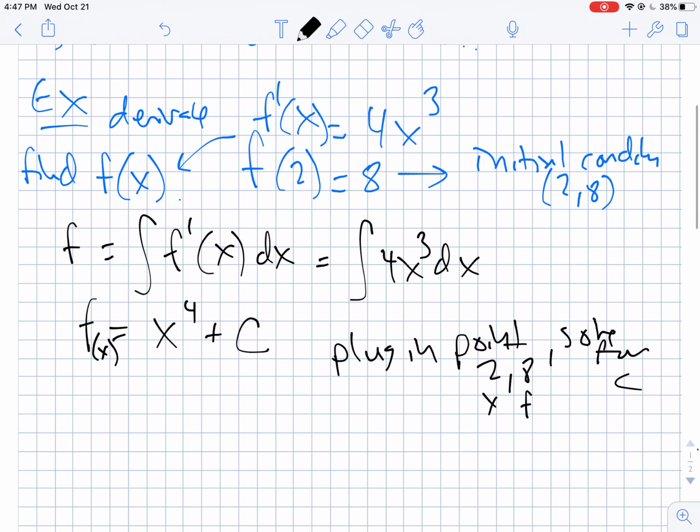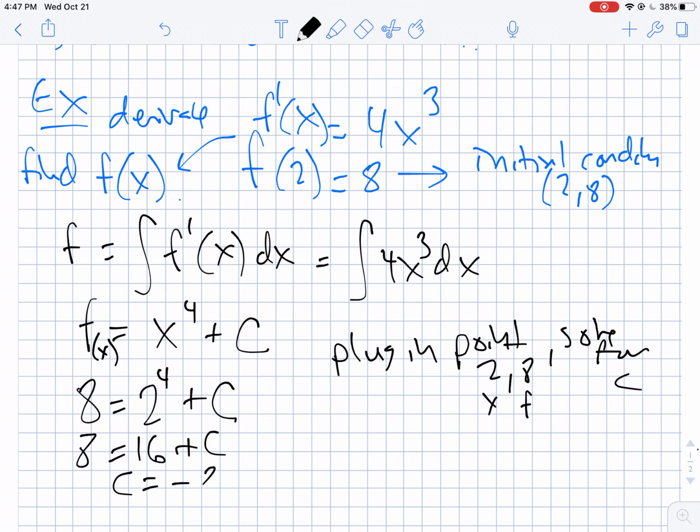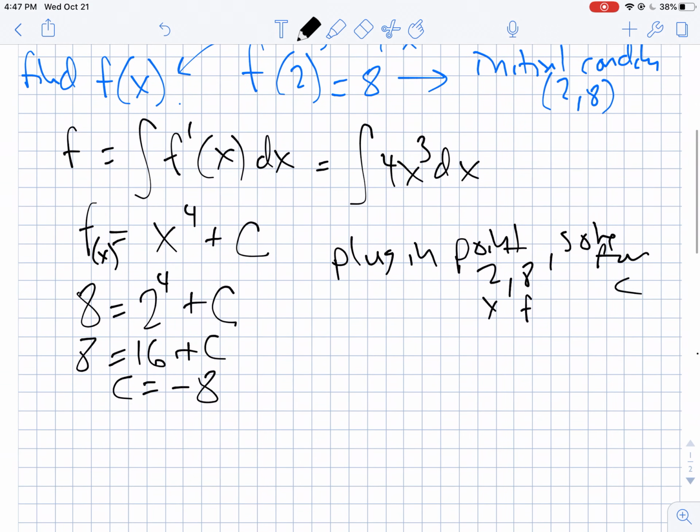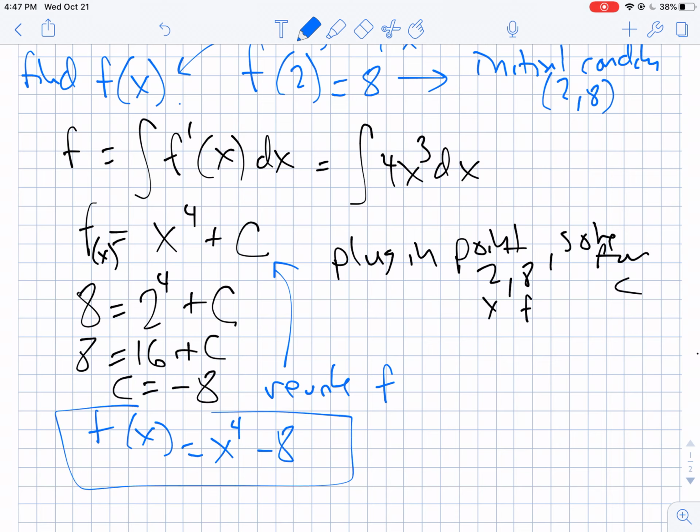So when x is 2, f is 8. So that's saying 8 equals 2 to the 4th power plus c. So that's saying 8 equals 16 plus c. So c is negative 8. Okay, so the only thing here, we're not just asking you to find the c value. We want to actually rewrite the f now using that c value, so we'll plug that in. So my function here is x to the 4th minus 8. Okay, cool, so that's how that works.